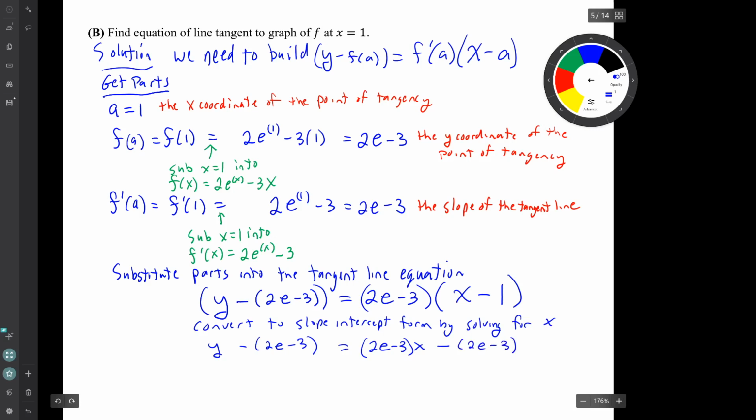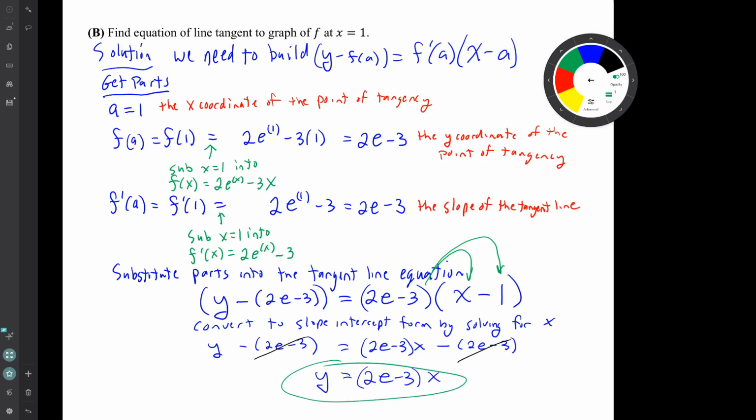First thing that I did is I distributed that 2e minus 3 two places. It multiplies the x and it multiplies the minus 1. And then I add 2e minus 3 to both sides. And when I do that, it cancels. And there's our result. There's the slope-intercept form of the equation for the tangent line.